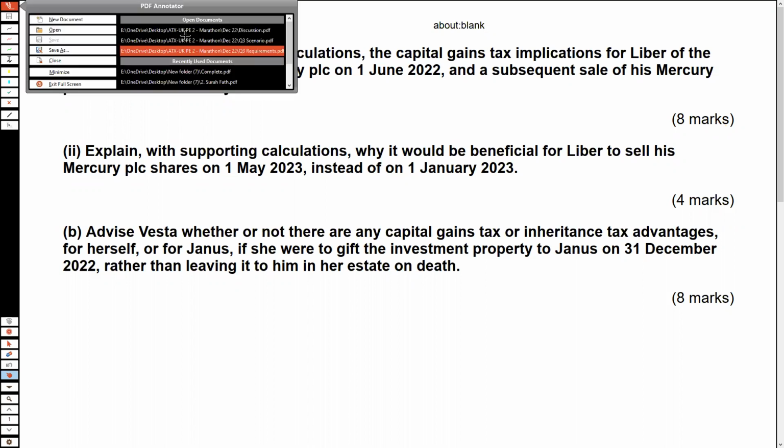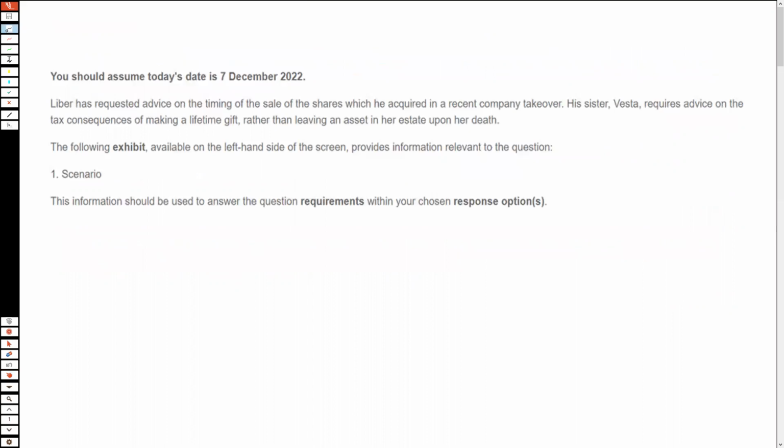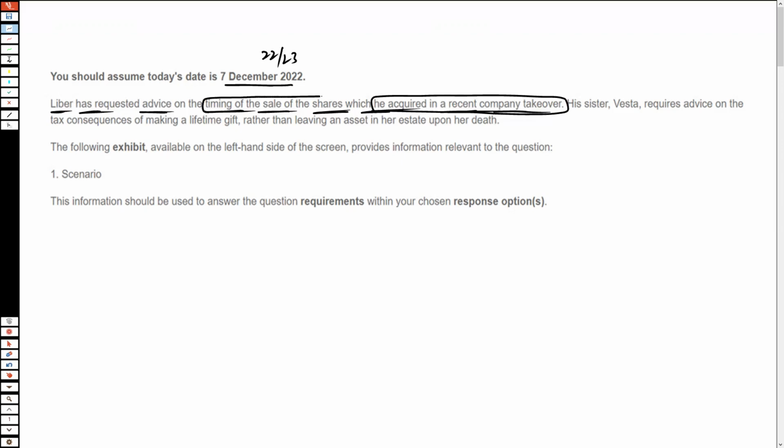Let me also show you the relevant scenario of the question. You should assume today's date is 7th December 22. 7th December 22 is in the fiscal year 22-23. Leiber has requested advice on the timing of the sale of shares which he acquired in a recent company takeover. Now you can see he acquired these shares in a reorganization or takeover and has requested advice on the timing of the sale of shares which he acquired through reorganization. That is about the first person, Leiber.